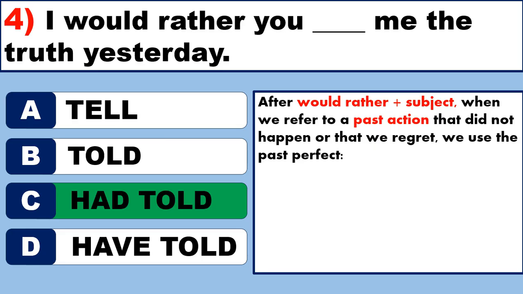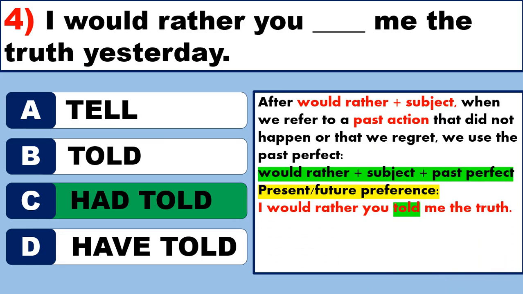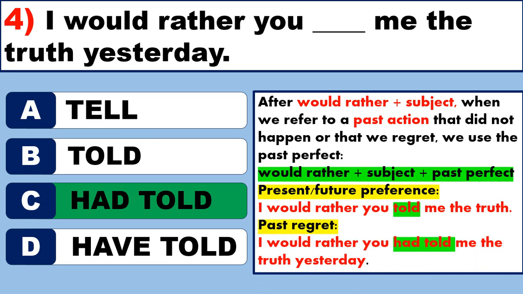It is no longer preference in this case, it is regret. So the preference is for the present situation. I would rather you did something, but in the past it becomes a regret. I would rather you had done or had not done something in the past. So would rather plus subject plus past perfect. In the present or future preference, I would rather you told me the truth. Do you see? In the present situation, it is preterite, but in a past situation, it is past perfect.